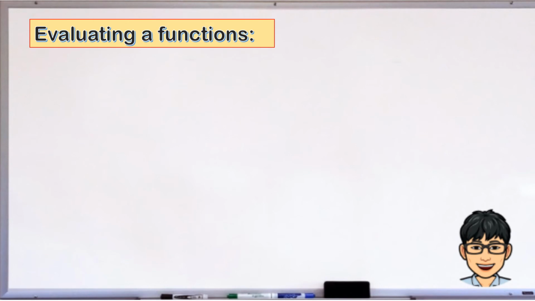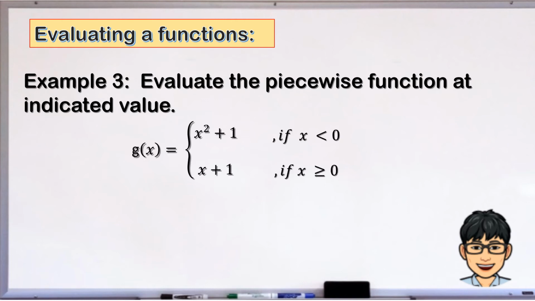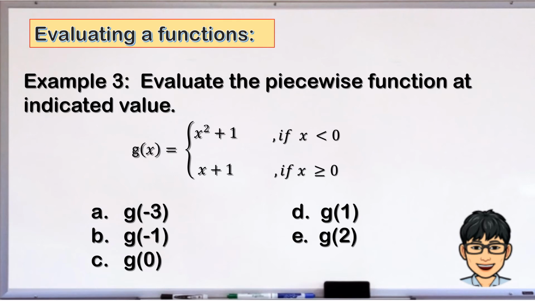Okay, let us have example number 3. Evaluate the piecewise function at indicated value. So we have g of x is equal to x squared plus 1 if x is less than 0, and x plus 1 if x is greater than or equal to 0. So let us find g of negative 3, g of negative 1, g of 0, g of 1, and g of 2.